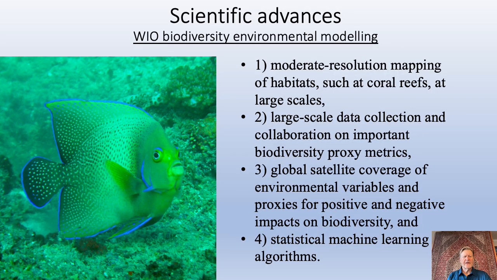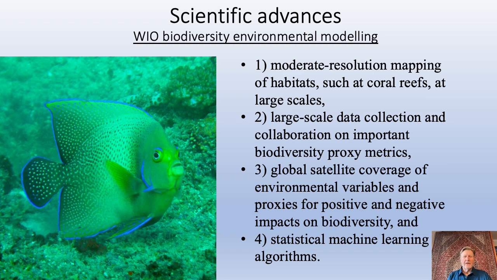There are a number of scientific advances that make this work possible, that is, to map biodiversity on very large scales. One is the development of moderate resolution maps of habitats such as coral reefs. In our region, there are 7,039 cells of mapped coral reefs on the scale of 6.25 square kilometers. We know their locations, and we can use those locations as a basis for estimating biodiversity.